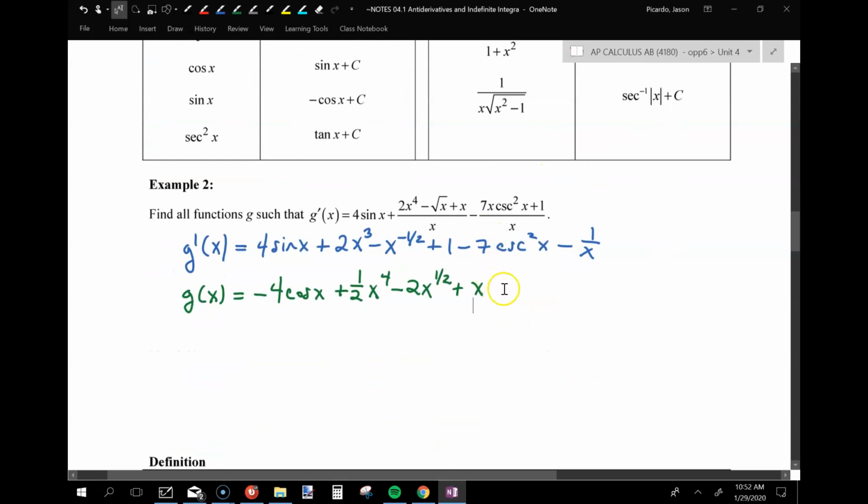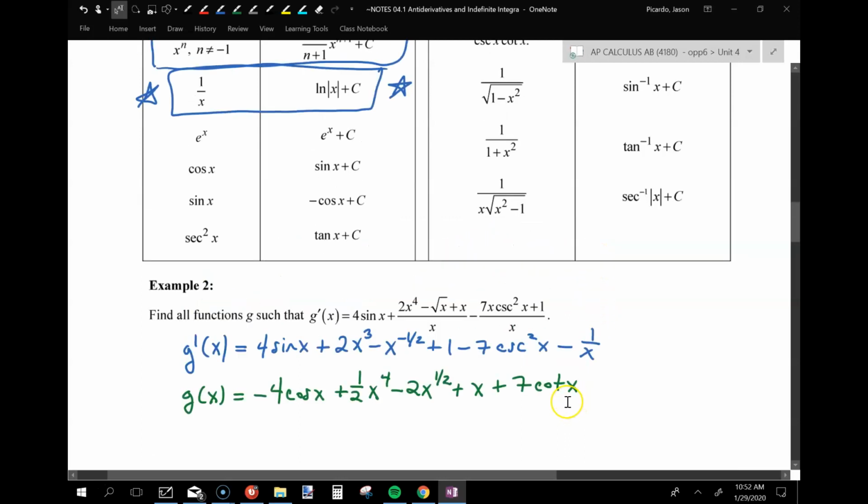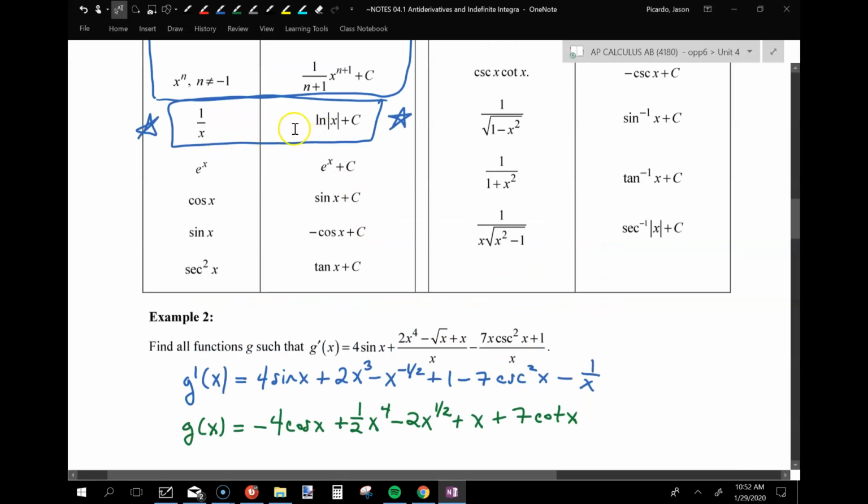So this is going to be plus 7 cotangent of x. Why plus, by the way? Because the derivative of cotangent's negative cosecant, which is going to make that the negative sign now, right? And then what did I say? I said this is one that you want to have memorized, right? I'm going to put a C in a minute.